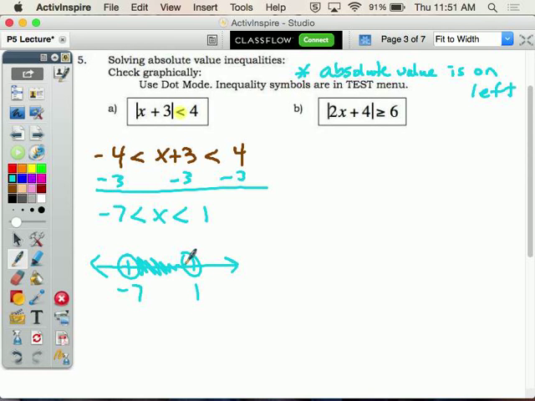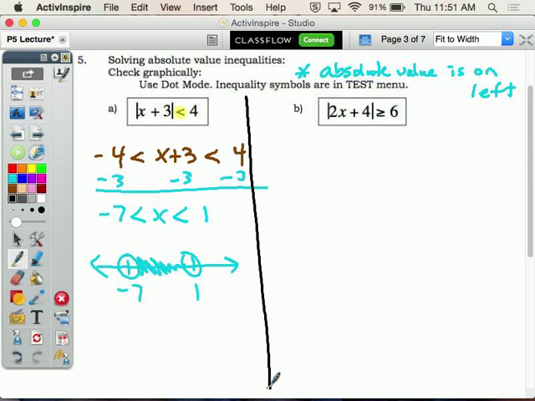This is always the way that you'll do it. If you see this less than symbol or a less than or equal to symbol, you'll always have something shaded in between. On the other hand, if you see something like letter B, with the absolute value on the left, of course, this actually has two separate problems.